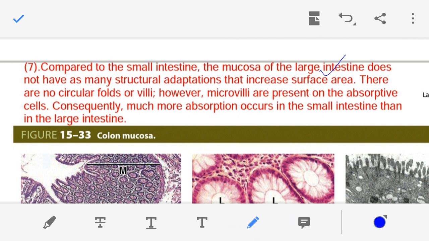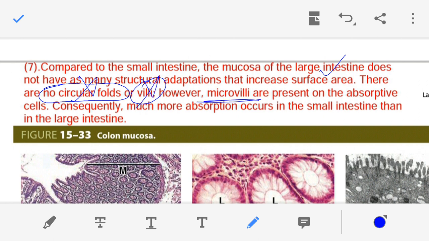But in the structure of the large intestine, in the wall of the large intestine, these circular folds are absent. There are no circular folds. Villi are also not present.